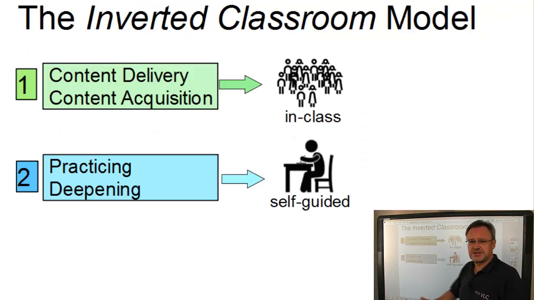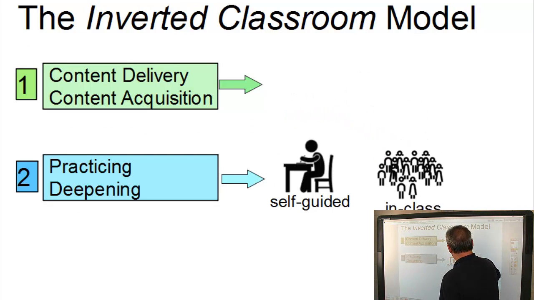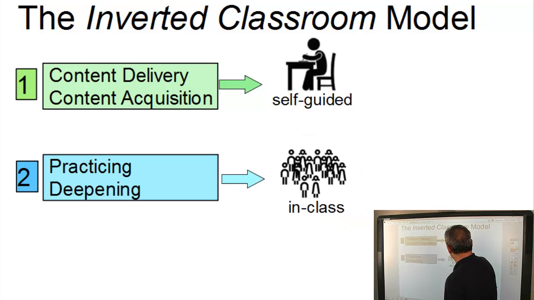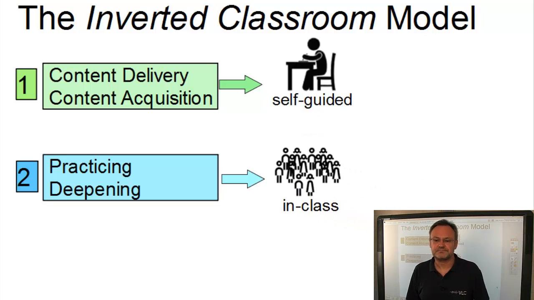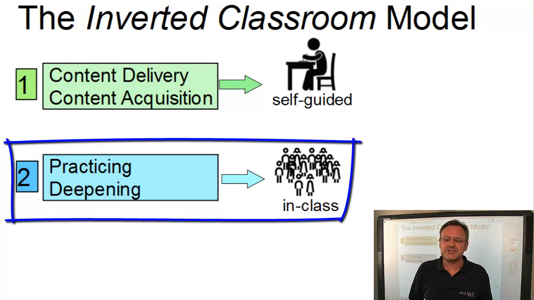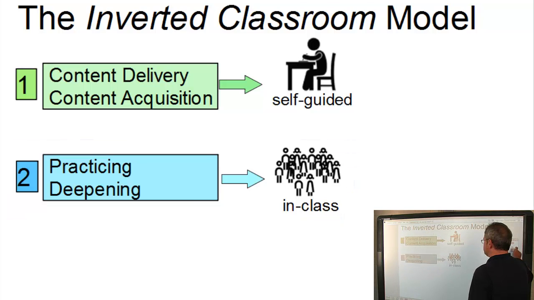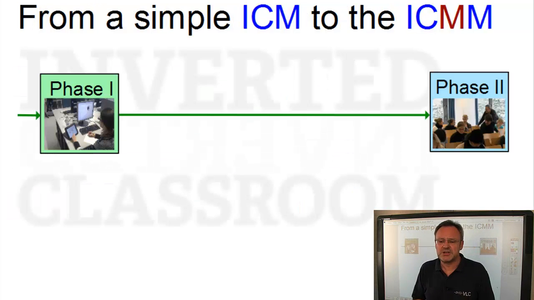And with the content available online, we have flipped the phases of traditional teaching. Phase one is now a self-guided content acquisition phase. The subsequent in-class phase is dedicated to practicing and deepening. This simple inverted classroom model was first used by us in 2004 and has been used ever since.